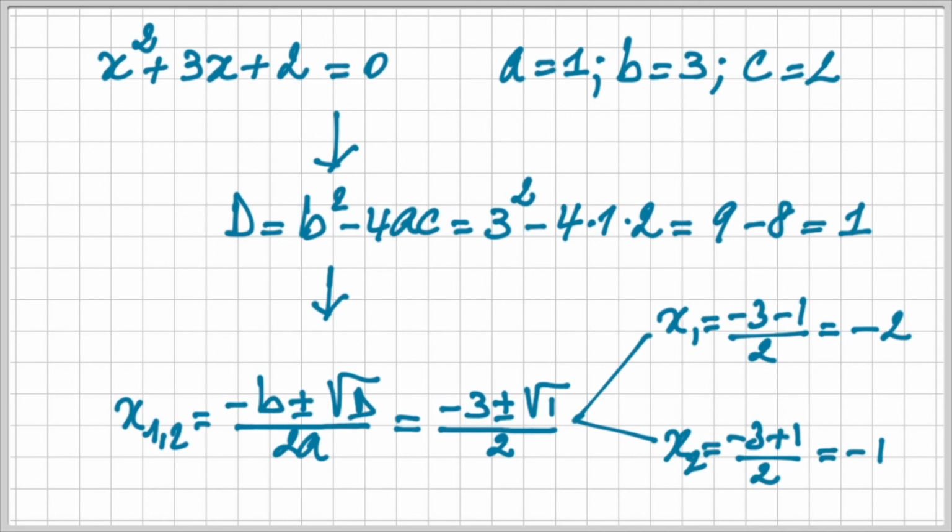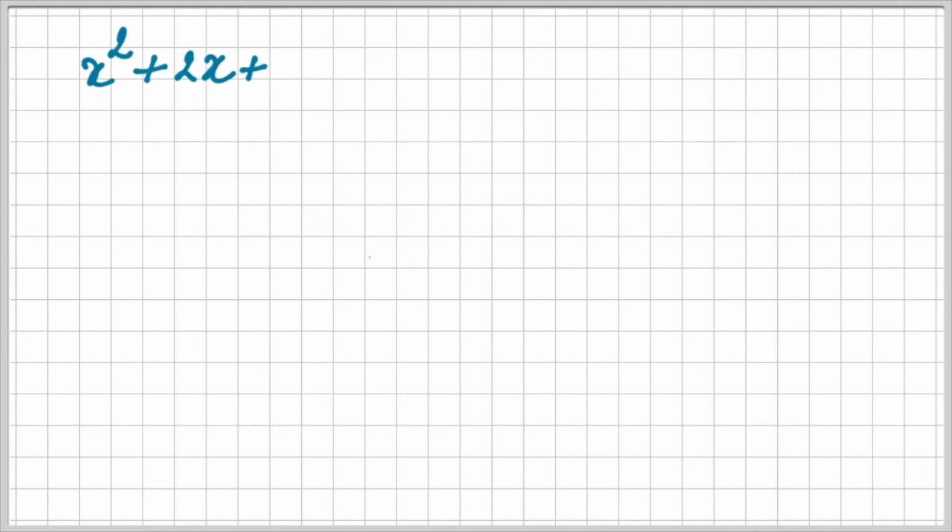Like I said, some people calculate x1 as minus 3 plus 1 divided by 2, and x2 as minus 3 minus 1 divided by 2, because the plus is higher than the minus. But it doesn't really matter as long as you know which root is which when you are using it later in some other calculations. Another example, x squared plus 2x plus 1 is equal to 0.